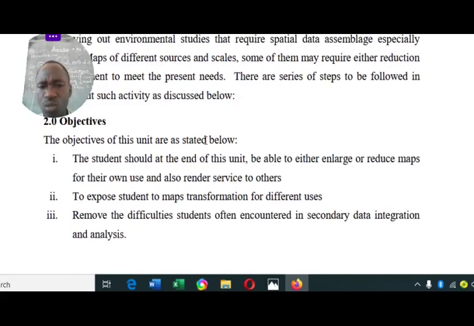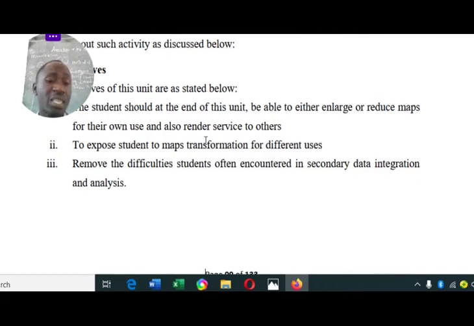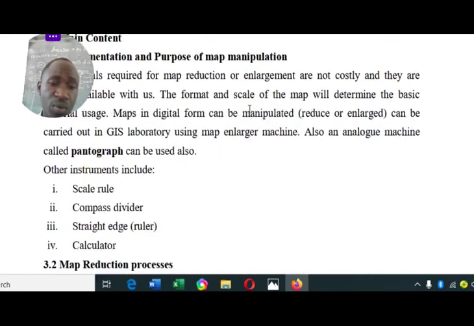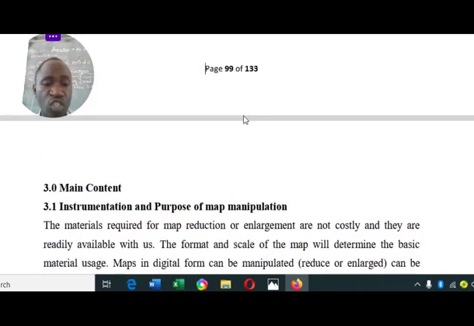They are saying there are some objectives. The students should, at the end of this unit, be able to enlarge it. These are the intended purposes at the end of the study. When we proceed, we are going to be looking at the instrumental and the purpose of manipulation of the maps.